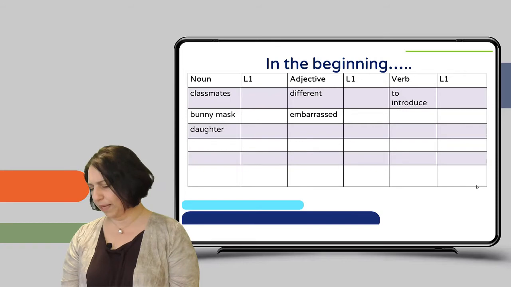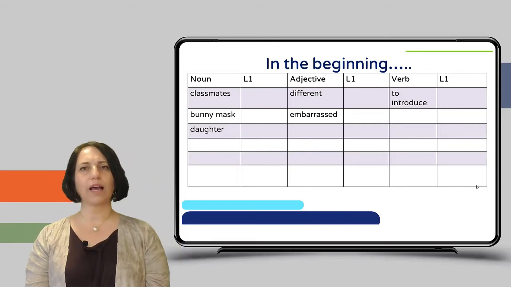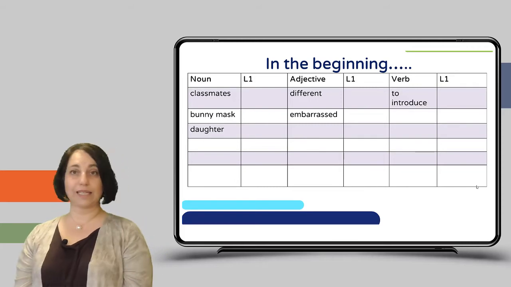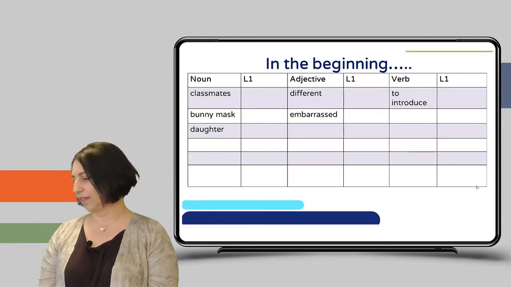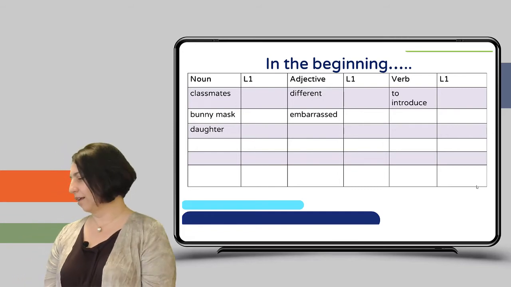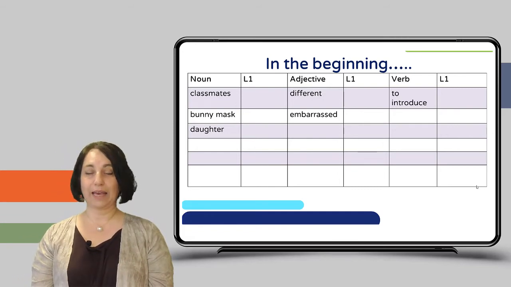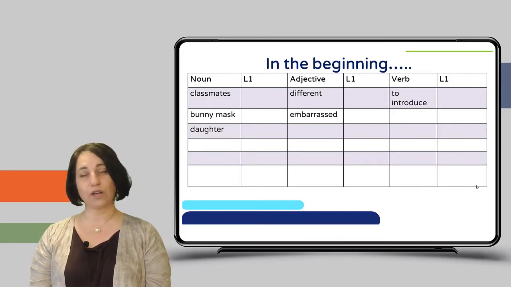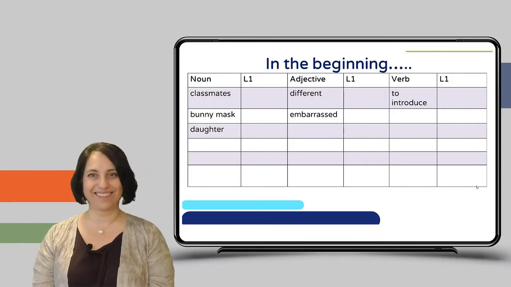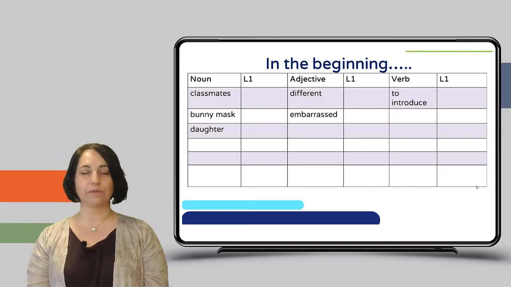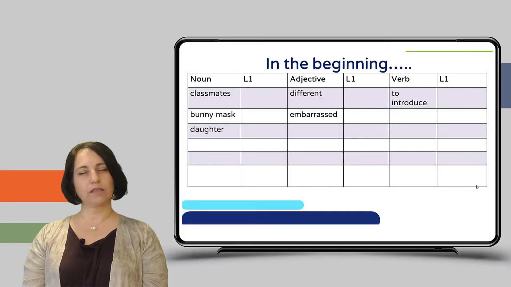So before we begin, though, let's have a look at some words that will help you. Classmates, bunny mask, daughter, different, embarrassed. You could also use the word shy. The mother said her Annabelle is very shy. Okay. And to introduce. So let's start with these words.